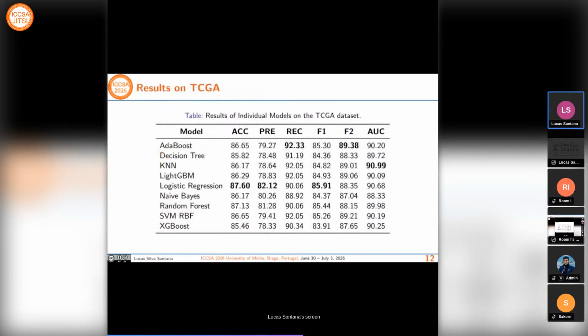Now I'll present the results. These tables present the performance of the individual machine learning models on the CGGA dataset. Overall, the classifiers achieved very similar performance, with accuracy ranging from approximately 85 to 88%. Logistic regression achieved the highest accuracy, precision, and F1 score, while AdaBoost had the highest recall and F2 score. In terms of AUC, the best result was achieved by KNN, with 99% AUC. This result indicates that no single classifier consistently outperformed the others across all evaluation metrics, which motivates us to use an optimized ensemble approach.